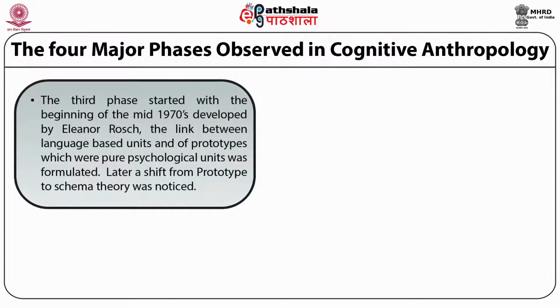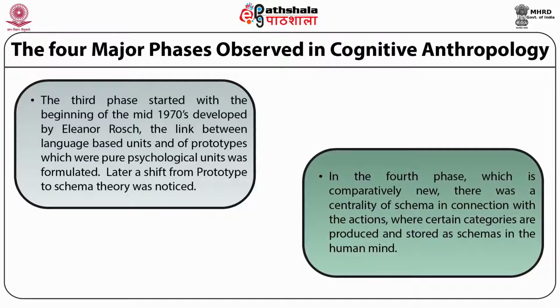And the third phase was developed by psychologist Eleanor Rosch: the link between language-based units and the prototypes, which are purely psychological units, entirely a schema-based theory in psychology. And the last phase in cognitive anthropology is the schema-based theory. How certain categories are produced and stored as schemas in the human mind is the last phase of cognitive anthropology, which has taken heavily from psychology.